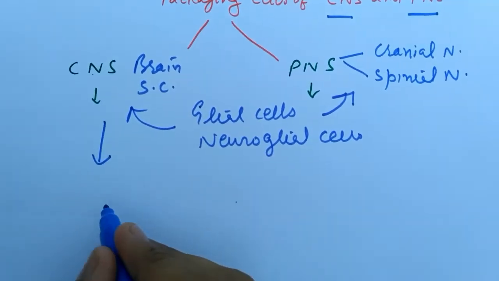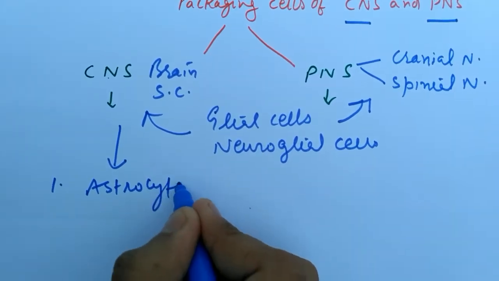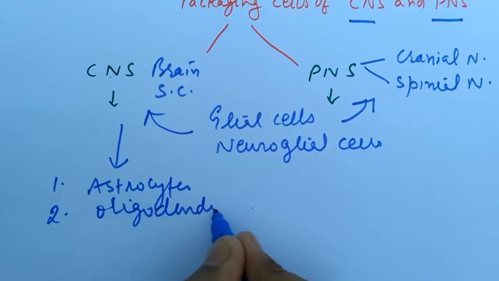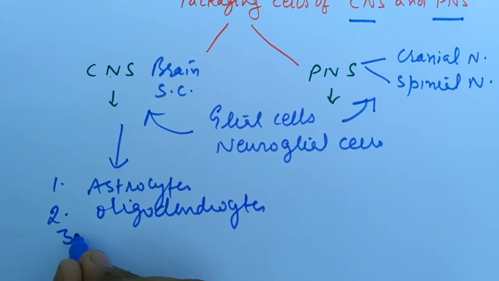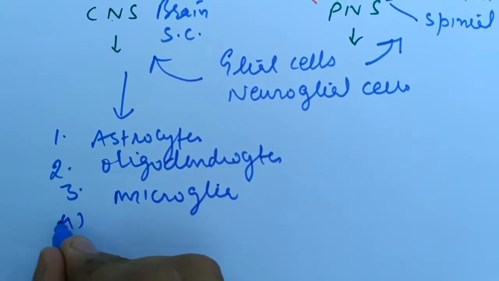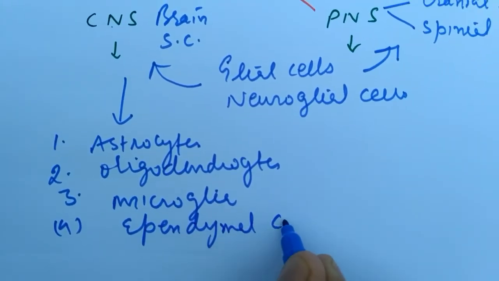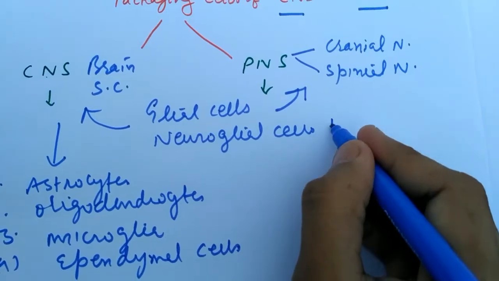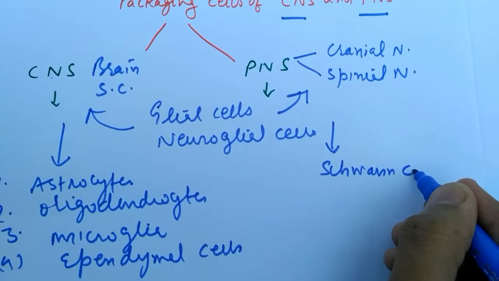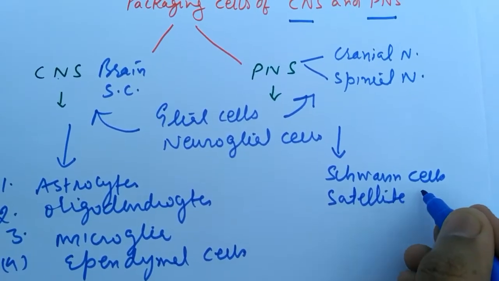In the CNS, firstly there are astrocytes, second oligodendrocytes, third microglia, and fourth ependymal cells. And in the PNS there are Schwann cells and satellite cells.